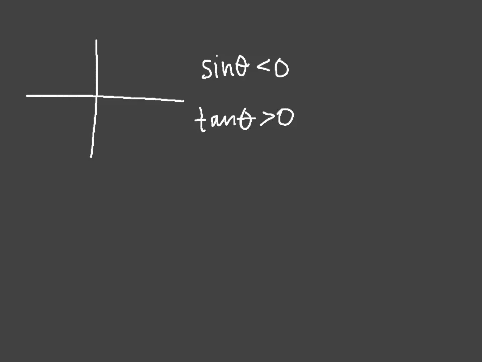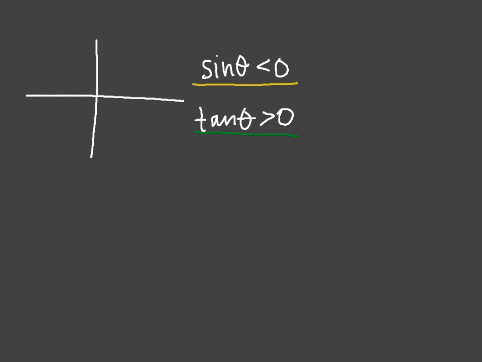So let's do an example where we have to decide what quadrant we're in based on information given to us. Alright, so the problem is, which quadrant are you in when sine of theta is less than 0 and when tangent of theta is greater than 0? As in, when sine of theta is negative and when tangent of theta is positive.